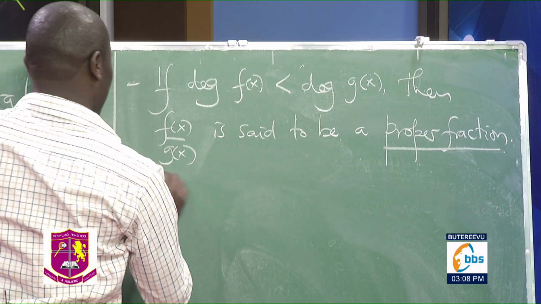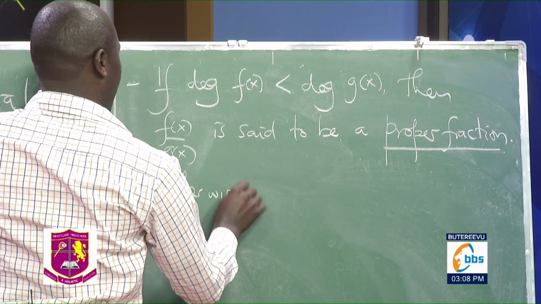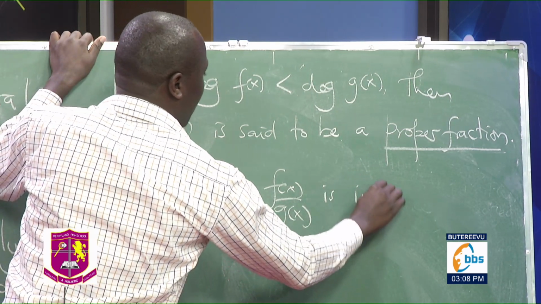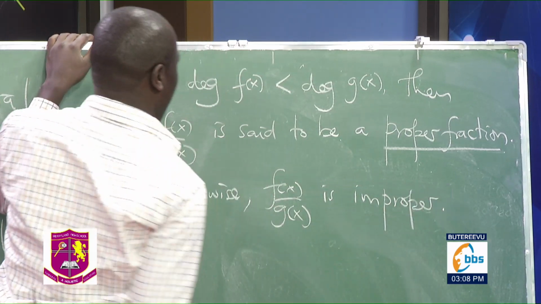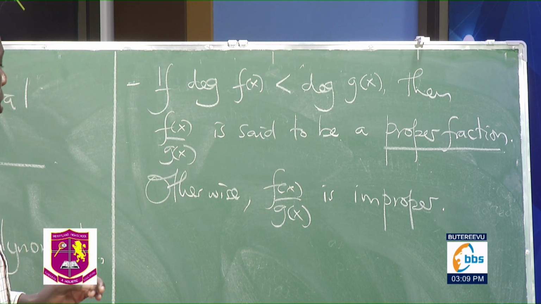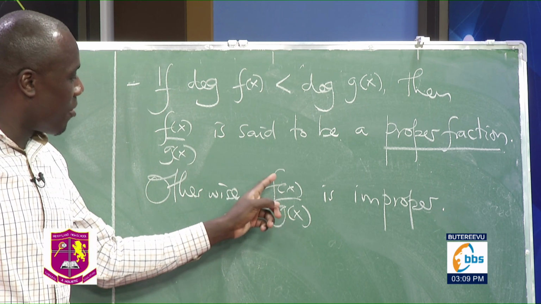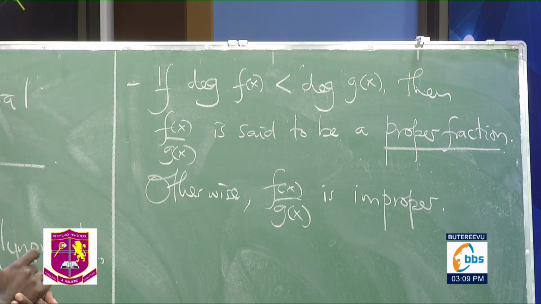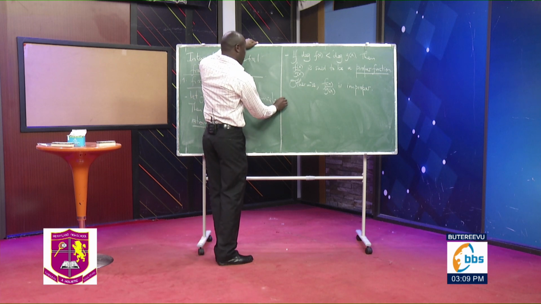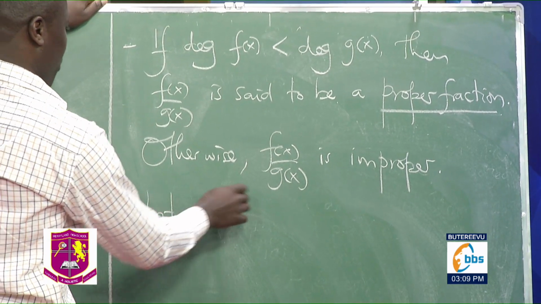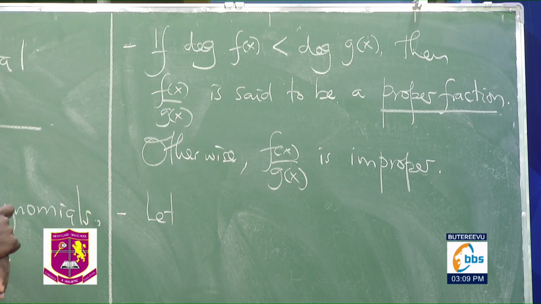Otherwise, this is said to be improper. So the moment f of x and g of x have the same degree, or g of x has a smaller degree compared to f of x, then that fraction is said to be improper. Now, some other terminology you'll hear used a lot is about factors of that denominator, g of x.